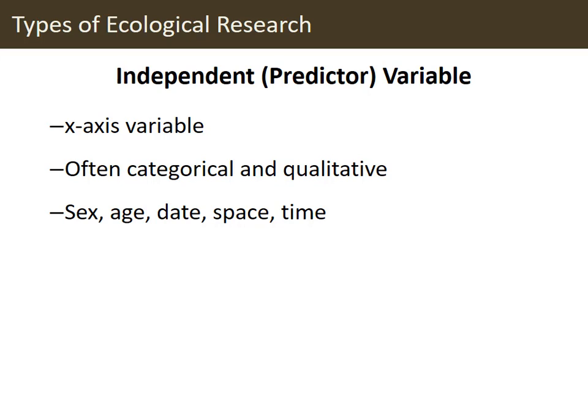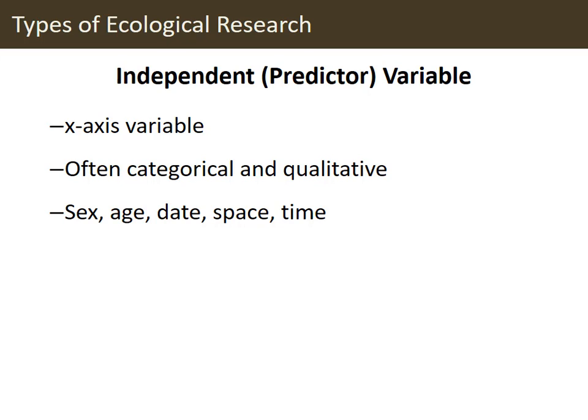So the independent or predictor variable is down here on the x-axis. So in this example, that's age. And then child height that we're measuring is going to be the response. As the child ages, their height is going to respond. Okay.